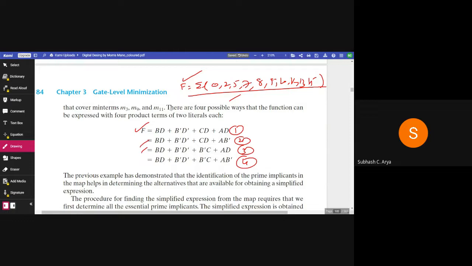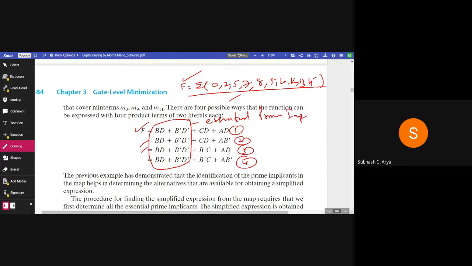This is number one. Number two: if we observe clearly, we can see that B D plus B bar D bar, these two terms are common in all four kinds of solutions. That is why they become essential. Essential prime implicants.